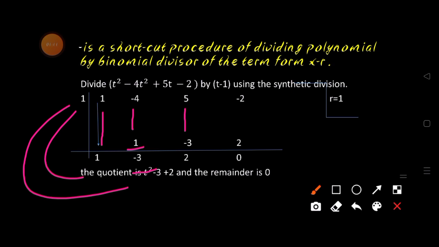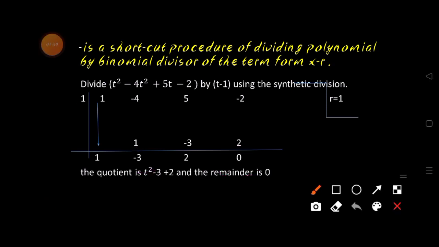Positive 5 minus negative 3 is equal to positive 2, and multiply it again by positive 1, which is positive 2. And lastly, negative 2 plus 2, the answer is 0. The quotient is t squared minus 3t plus 2, and the remainder is 0.